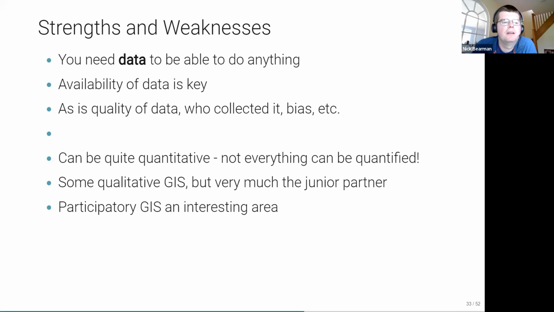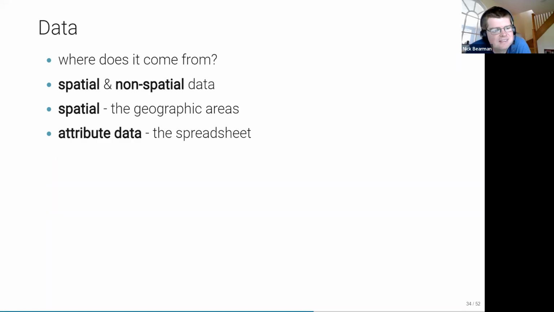So data is fundamental to GIS, but we need to think a little bit about where does it come from? So how do you find it? And there is no one answer to this. I'm going to share a little bit of suggestions, but there is no simple answer to this. First thing of note is we have spatial and non-spatial data. So the spatial data is the shapes or the units of geography that we're using. So it might be countries, it might be counties, it might be local authorities, it might be LSOAs, and so on. And non-spatial is sometimes termed attribute data.